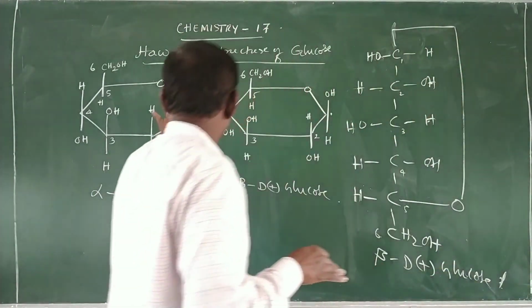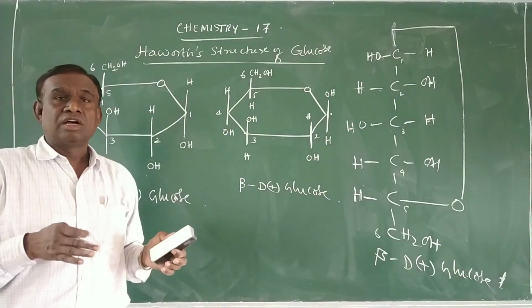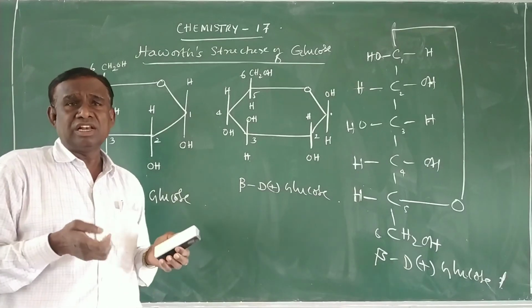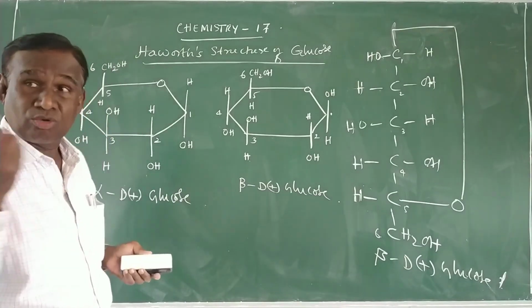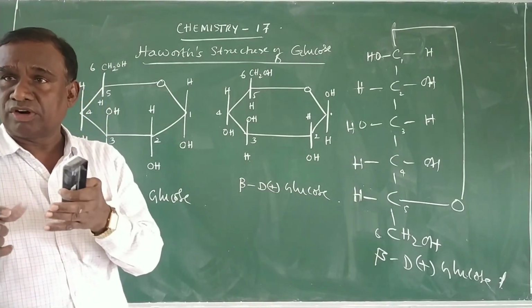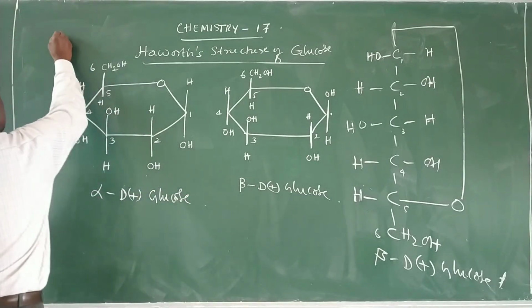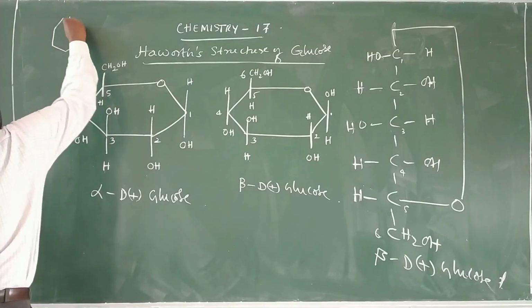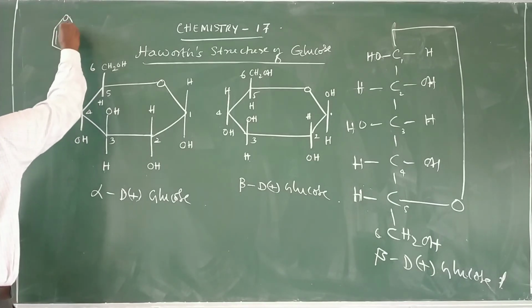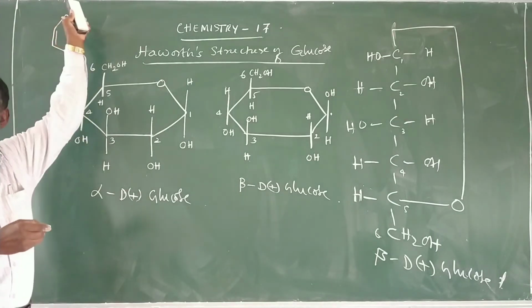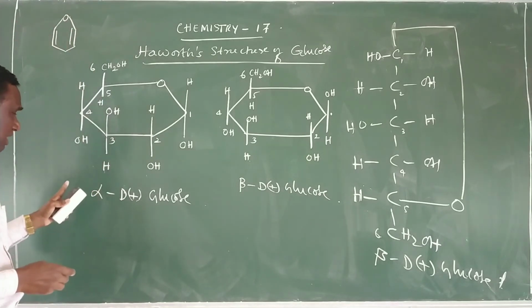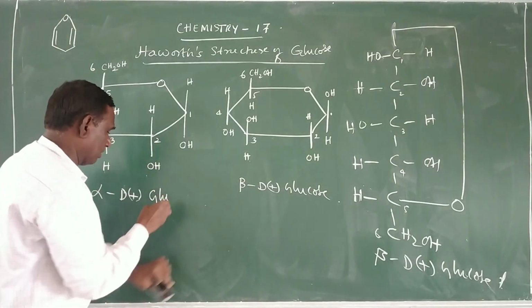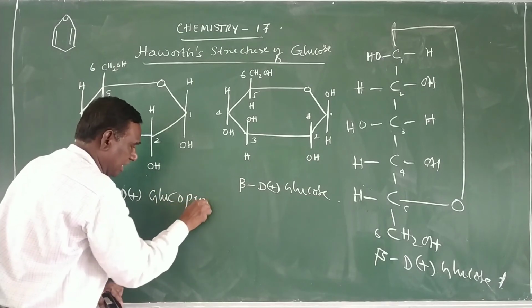So this hexagonal Haworth ring structure is generally similar to that of the pyranose ring. You see, it is similar to that of what? Pyranose. What is pyranose ring? You can write this pyranose ring like this. So this is called the pyranose ring. Therefore it is called alpha D glucopyranose. Glucopyranose, you can write like this.